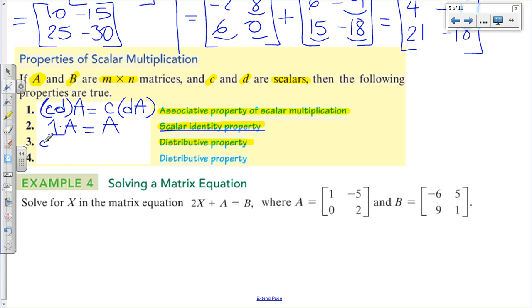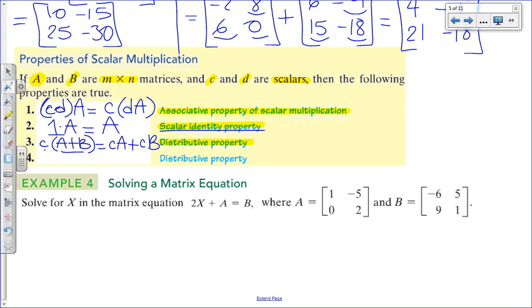Now the next property is the distributive property, and that tells me that you can have a scalar multiplying the addition of two matrices. And so we could add the two matrices first and then multiply them times the scalar, or we could also do this. We could distribute the scalar and say C times A and then plus C times B. So we will be multiplying the number times the matrices and then adding the resulting products.